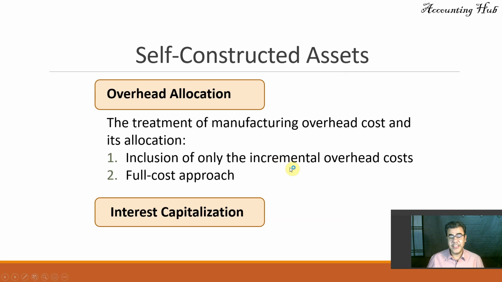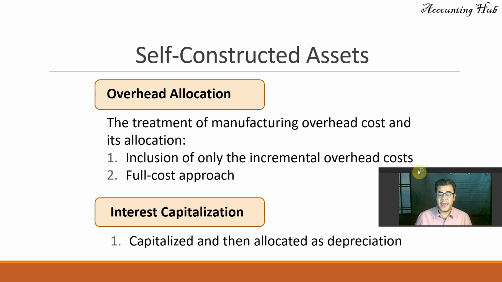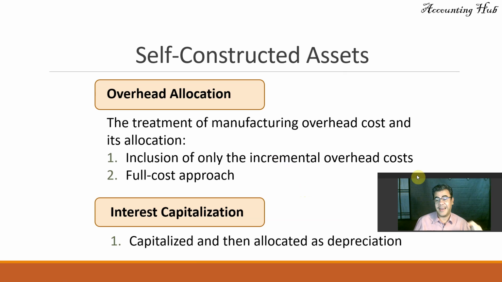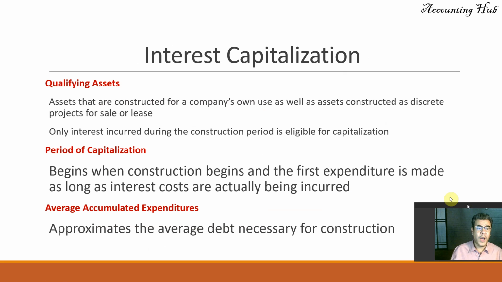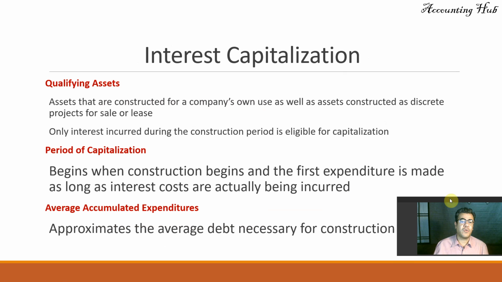However, interest capitalization: capitalized and then allocated as depreciation. So, we need to capitalize interest. However, usually we cannot match the loans and the construction. We need to do another approach here. How do we do that? Qualifying assets. Assets that are constructed for a company's own use, as well as assets constructed as discrete projects for sale or lease. So we can capitalize interest here.